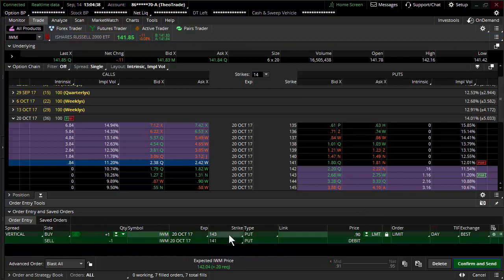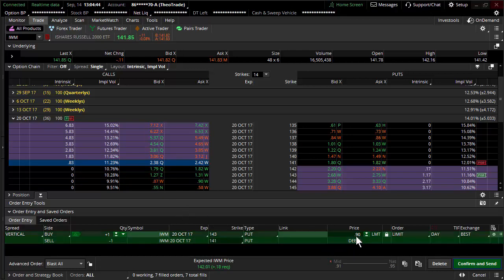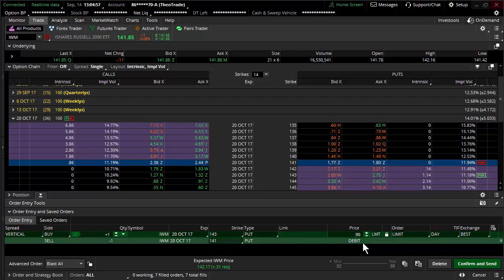In this particular case, I'm buying the 143, 141 puts, purchasing the put spread right around 90 cents for the next 36 days. What do I need the underlying to do? I need it to go down. Massively? No, not massively. It's a defined risk spread. I'm going to try to make about 55% on the 90 cents of risk I have.